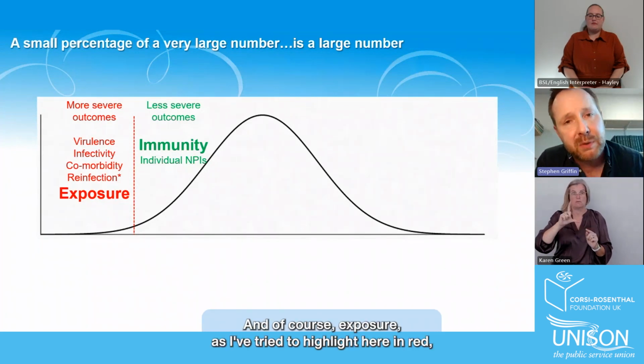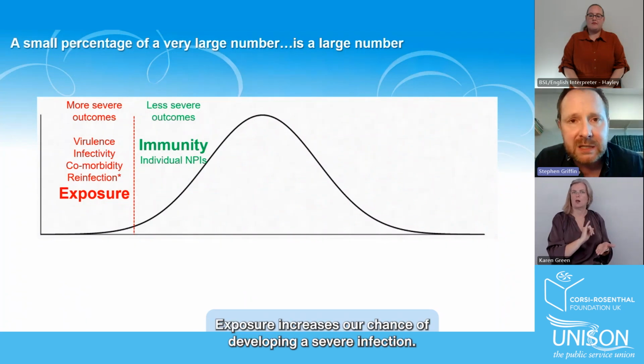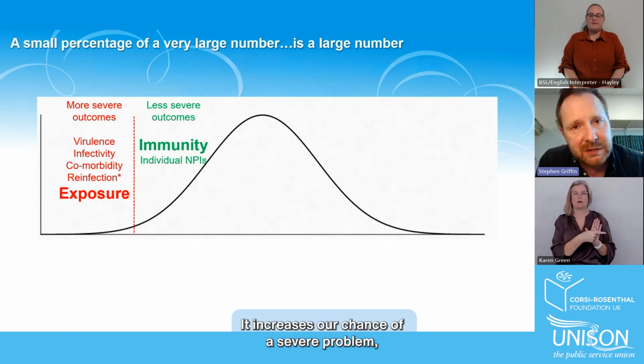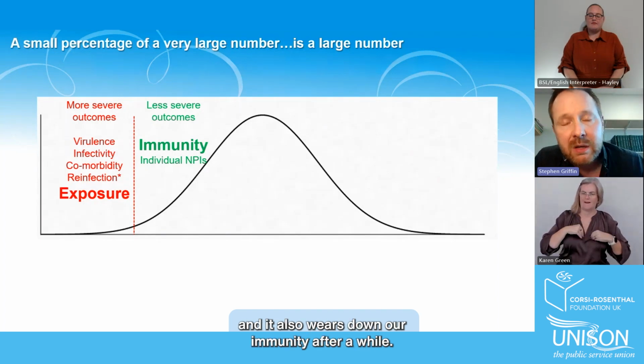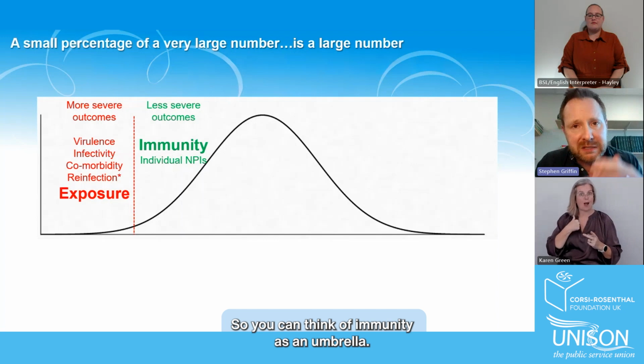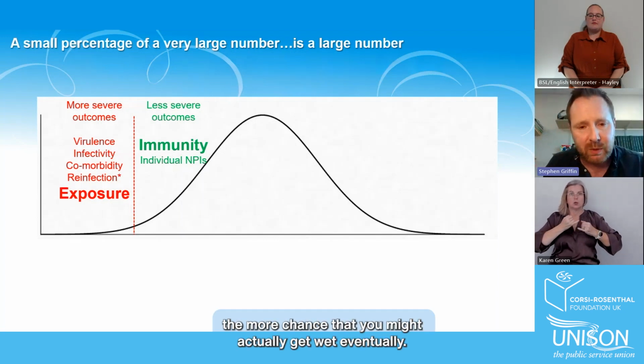And of course, exposure, as I've tried to highlight here in red, is a major driver of this. Exposure increases our chance of developing a severe infection, it increases our chance of a severe problem, and it also wears down our immunity after a while. So you can think of immunity as an umbrella. The harder the rain's going to be, the more chance that you might actually get wet eventually.